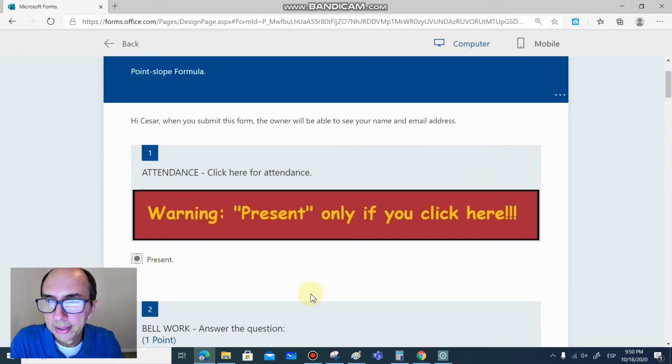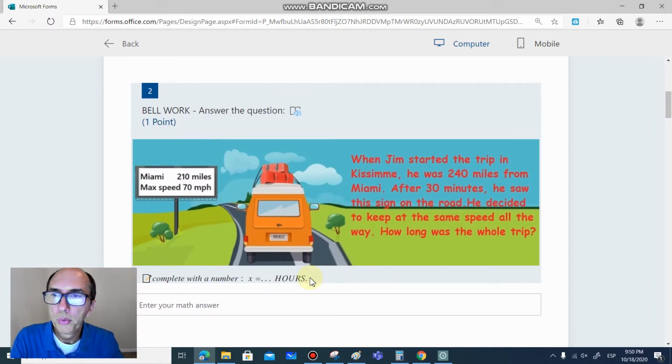click present. And there's a bell work. Let me read this to you. When Jim started the trip in Kissimmee, he was 240 miles from Miami. After 30 minutes, he saw this sign on the road. He decided to keep at the same speed all the way. How long, how many hours was the whole trip from Kissimmee to Miami?